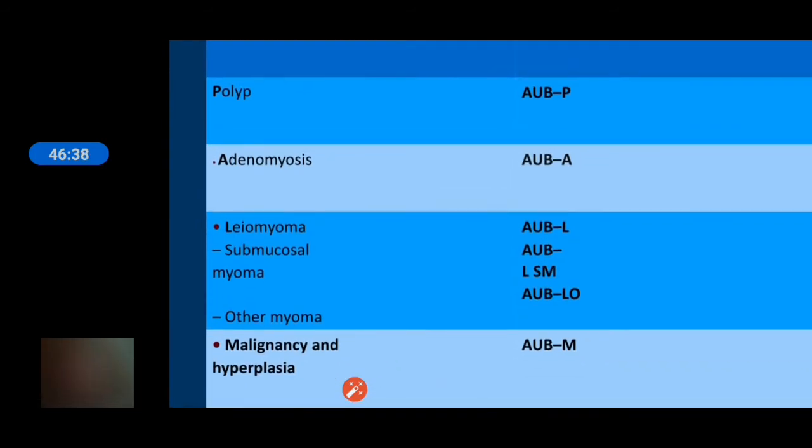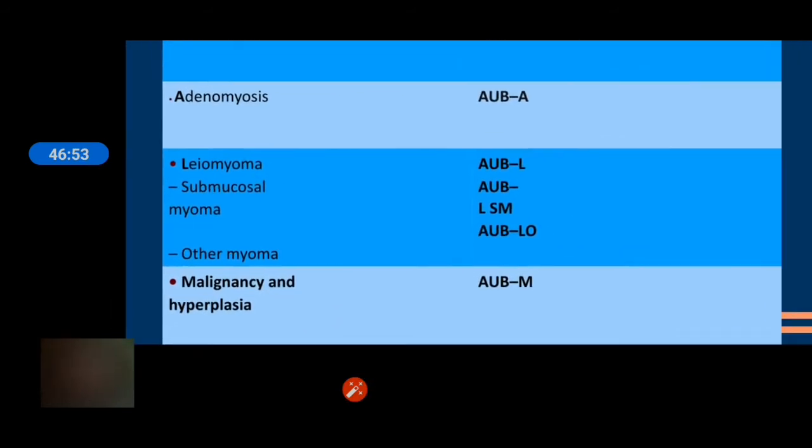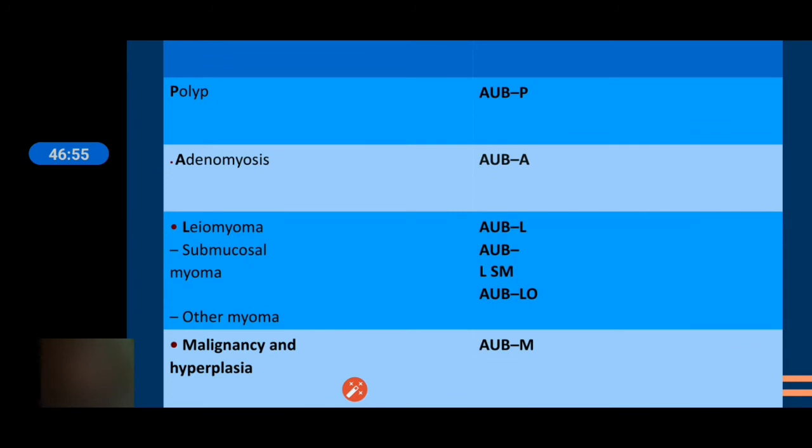L for leiomyomas, as I have already told you, leiomyomas are nothing but fibroid uterus. AUB-L means leiomyoma. There are different types of leiomyomas like submural, submucous, etc., which can lead to menorrhagia or any abnormal uterine bleeding. M for malignancy and hyperplasia. AUB-M indicates AUB because of any malignancy like cervical malignancy, endometrial malignancy, etc.